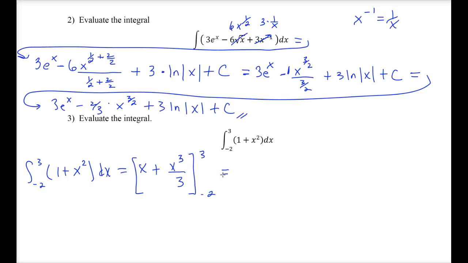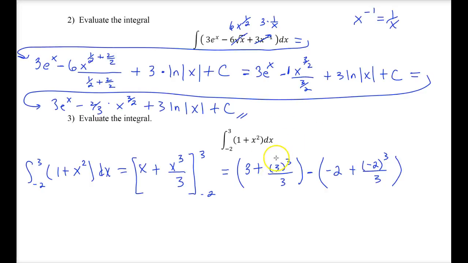And so now what we do first is we evaluate our antiderivative at 3. So we're going to do that first. So 3 plus 3 cubed divided by 3. And then minus, do the same thing for -2. So -2 plus -2 raised to 3, all that divided by 3. And so from there, we just compute.